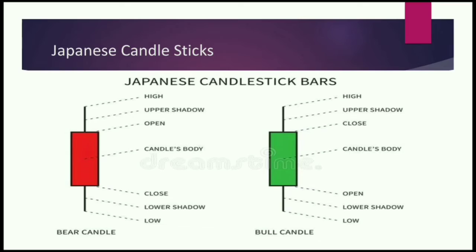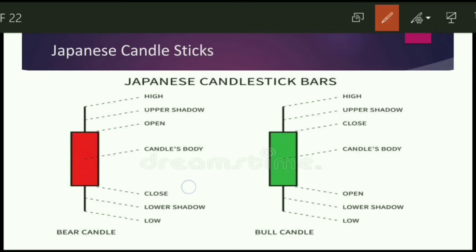So the only difference between a bearish and a bullish candle is that the open and the close inverse. So for the bearish, you have the close at the base and the open at the top, and for the bullish, you have the open at the bottom and the close at the top.